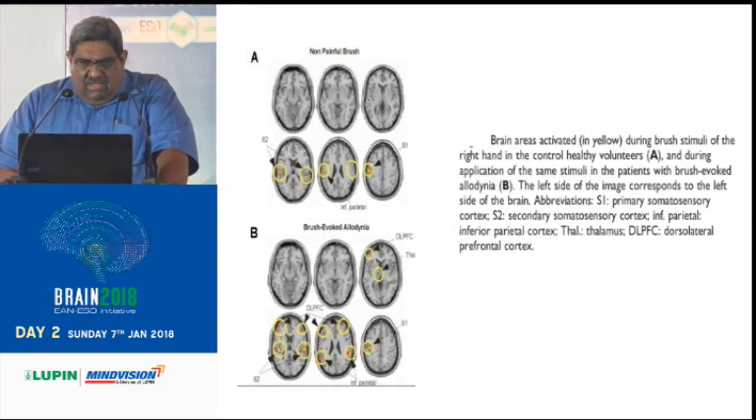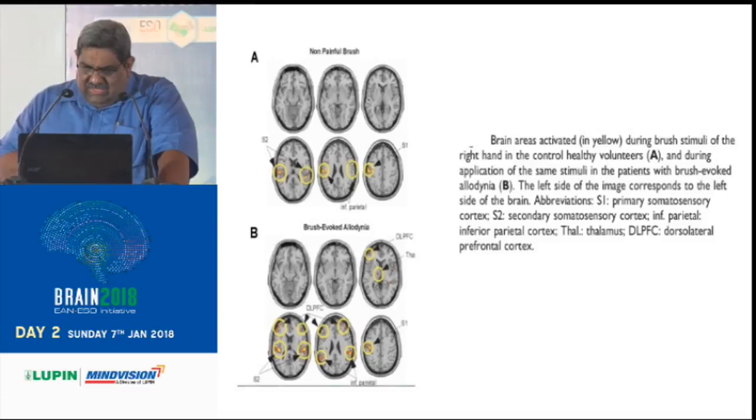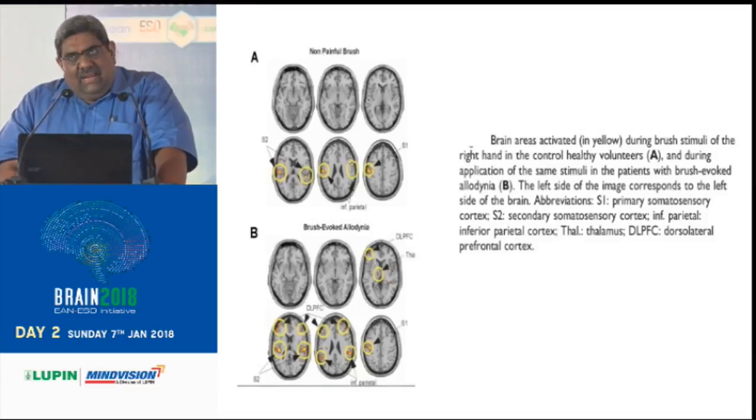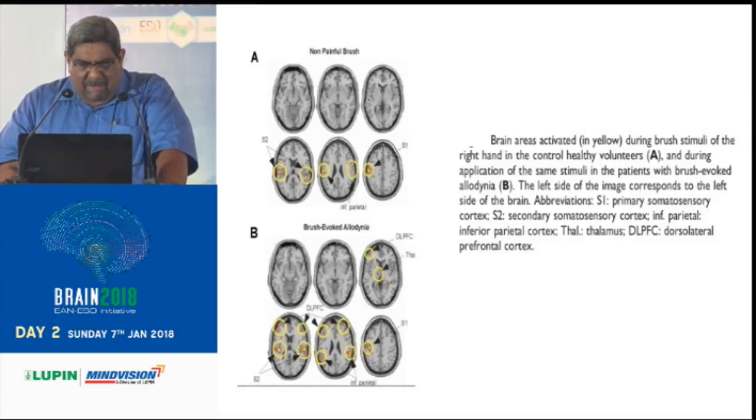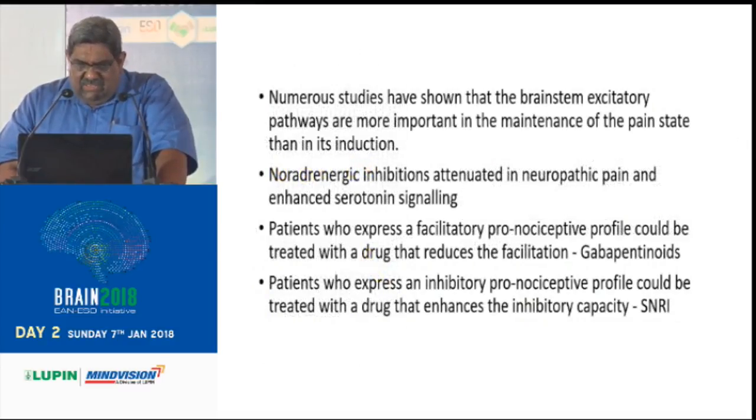So the areas involved in pain, apart from the primary somatosensory cortex, are the inferior parietal lobule, thalamus, the dorsolateral prefrontal cortex, and a lot of portions of the limbic system, because every time you have pain, the first to react is your limbic system. Numerous studies have shown that the brainstem excitatory pathways are more important in the maintenance of the pain state than in its induction.